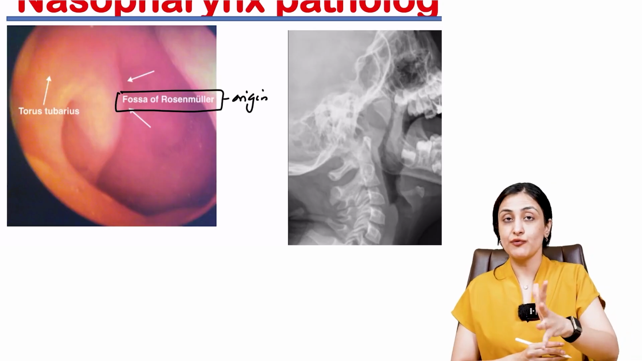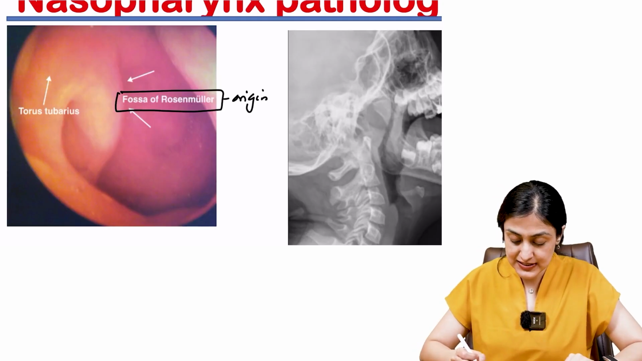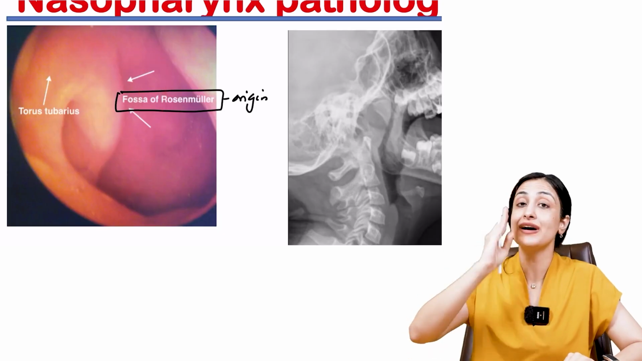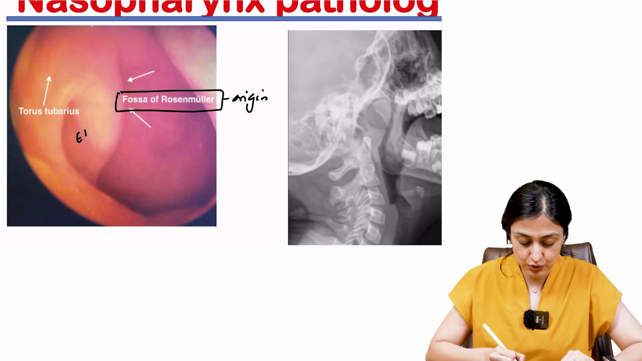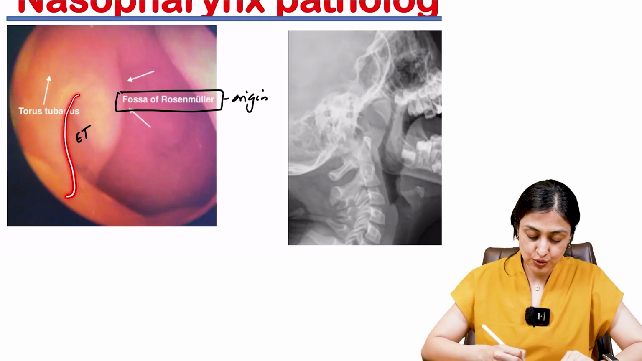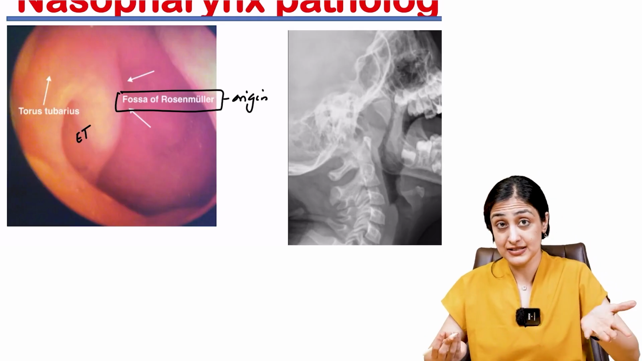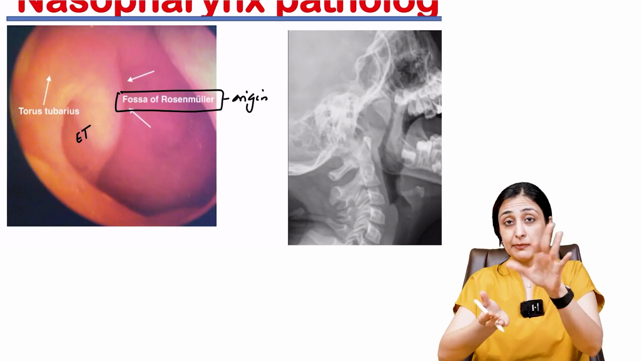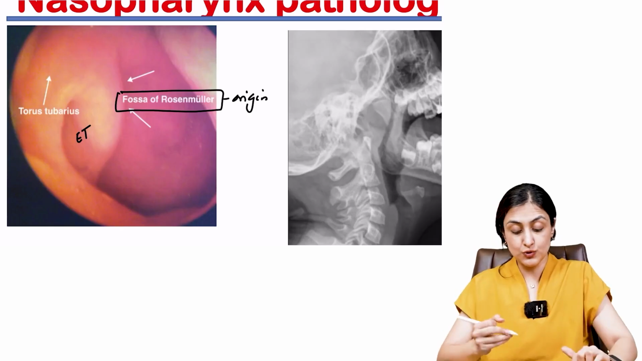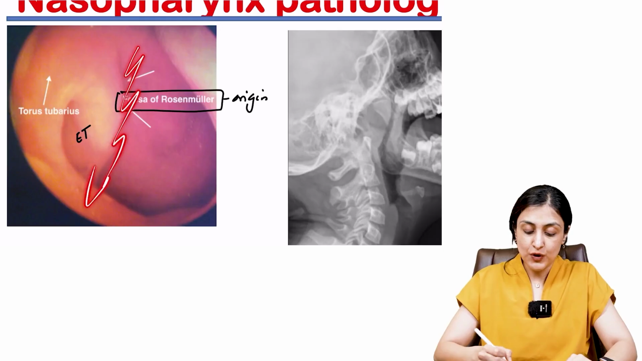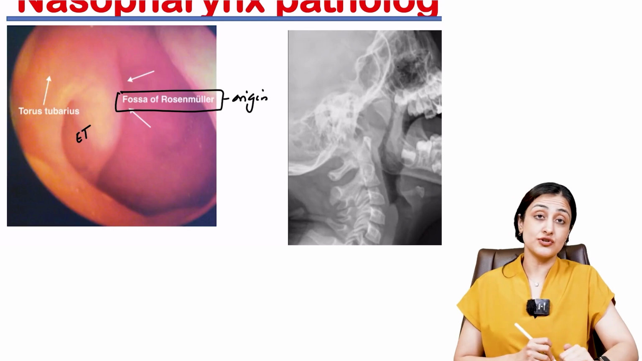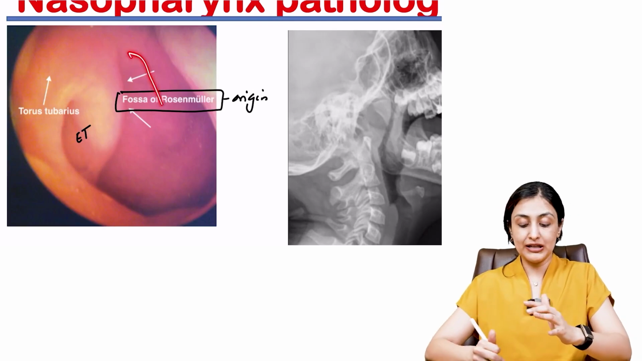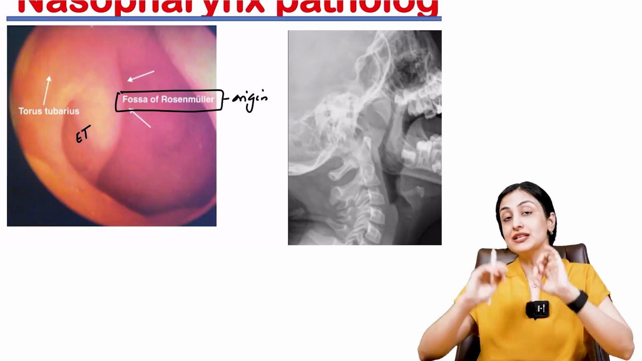So this arises from the fossa of Rosenmuller, and we are looking at the nasopharynx now through an endoscope. Here you can see the eustachian tube, and around the eustachian tube we have the torus tubaris. All right, so torus tubaris is nothing but the muscle which opens and closes the eustachian tube. So this fossa of Rosenmuller will give rise to a mass which will occlude the eustachian tube, and it can involve multiple cranial nerves which are there in the nasopharynx.